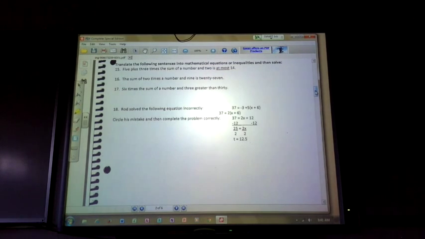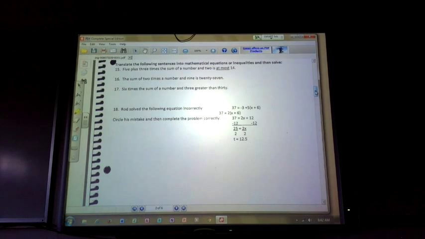Translate the following sentences into mathematical equations or inequalities and then solve. Oh my goodness, that sounds like a bowl of joy. That's like getting your birthday presents before you got your birthday. So that's fun. That's nice.